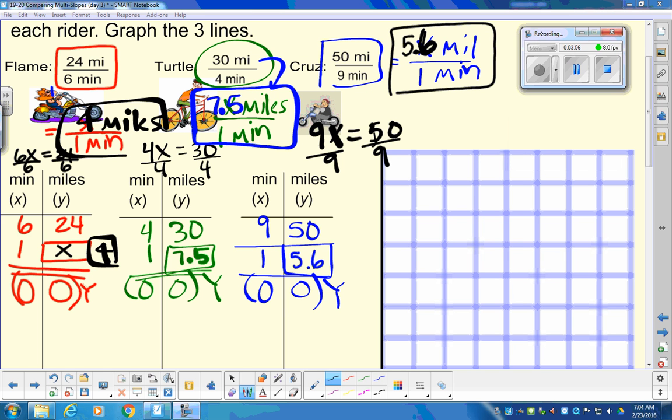So we have this scenario: who is the fastest?